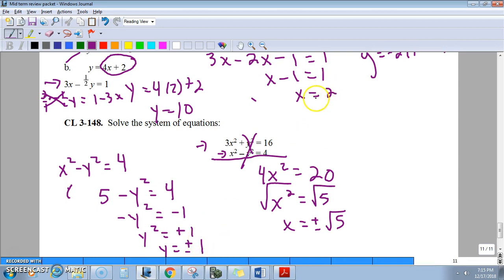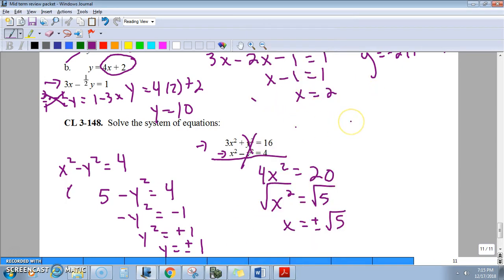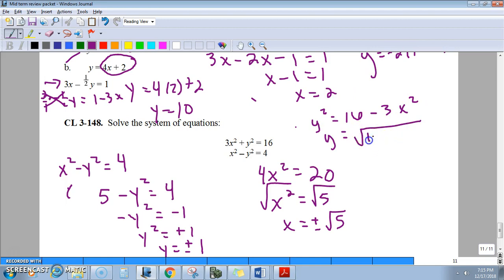So can we use the calculator to solve this? Yes, but we can't use the matrix. We are going to have to solve this for y. So what does that look like? Let's see. On the first equation, y squared equals 16 minus 3x squared. So y equals the square root of 16 minus 3x squared.